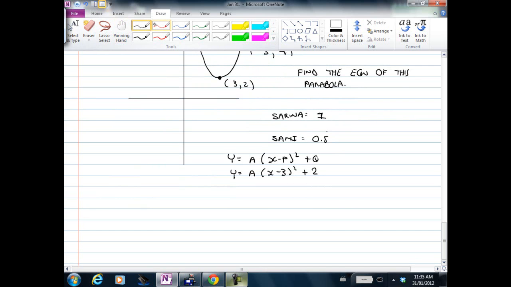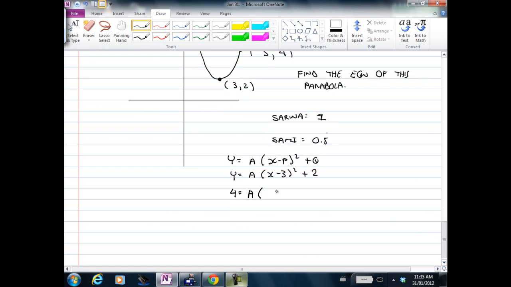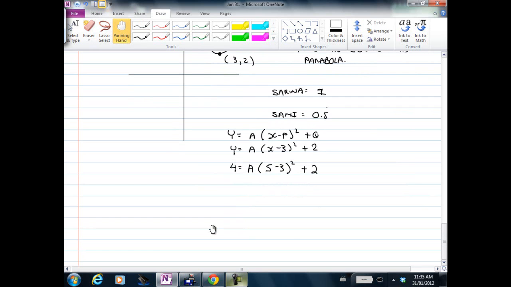So let's plug this in. 4 equals a, open brackets. I'm just plugging in right now. x is 5. 5 minus 3, squared, plus 2. Guys, gals, go ahead, solve it now. And we'll see who's right. Take your time.